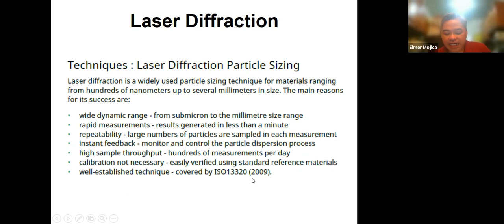The way that laser diffraction works, it measures the particle size distribution by measuring the angular variation in intensity of light scattered as a laser beam passes through a dispersed particulate sample. What happens is that the larger particles scatter light at smaller angles relative to the laser beam, and the smaller particles scatter light at larger angles.